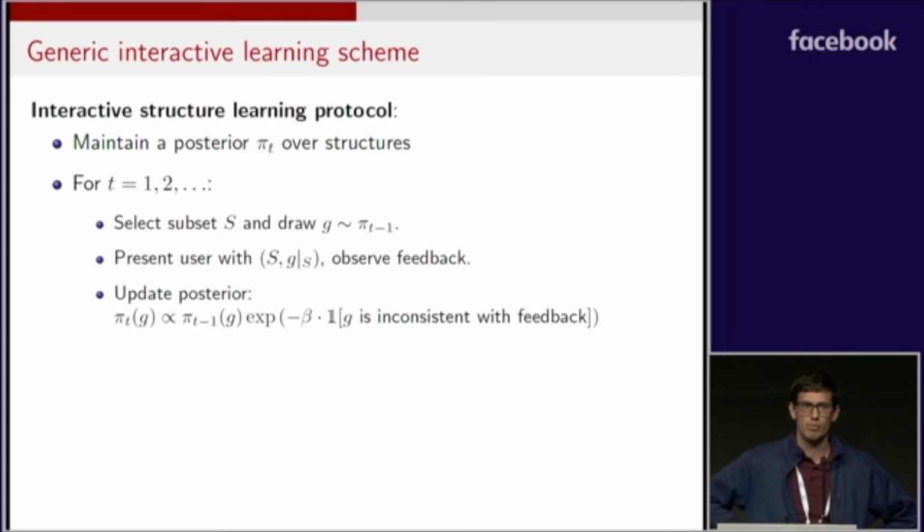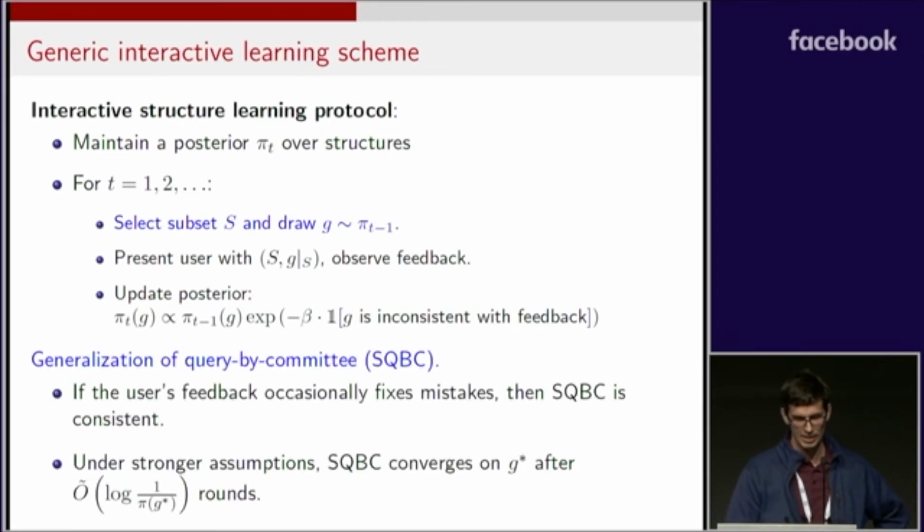So formally, the approach that we take in this paper is to maintain a posterior distribution over structures. And at each round, we select some subset, show it to the user along with some structure drawn from our posterior distribution. We get some feedback from the user, and then for every structure, we update our posterior by downweighting those that are inconsistent with this feedback. And by only downweighting, we allow the user to provide possibly noisy responses. So the main algorithmic question that remains is, how do you go about choosing this subset? And in this work, we consider a generalization of the query by committee rule, which we call structural query by committee.